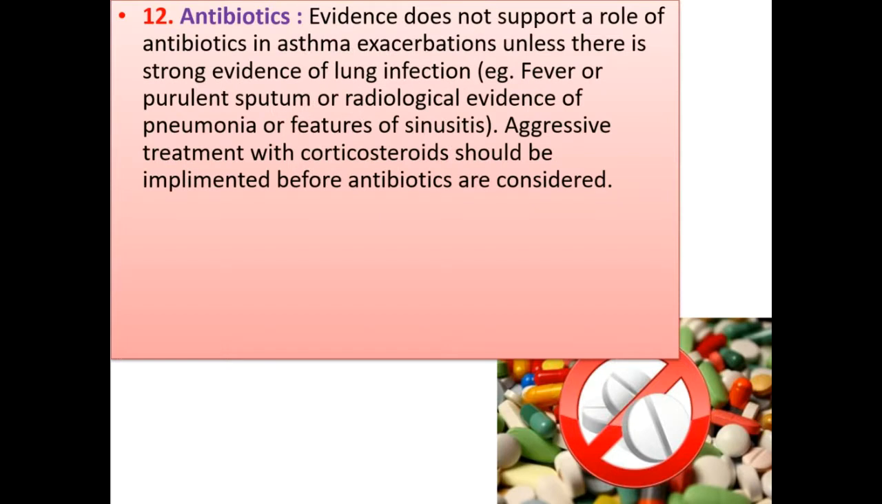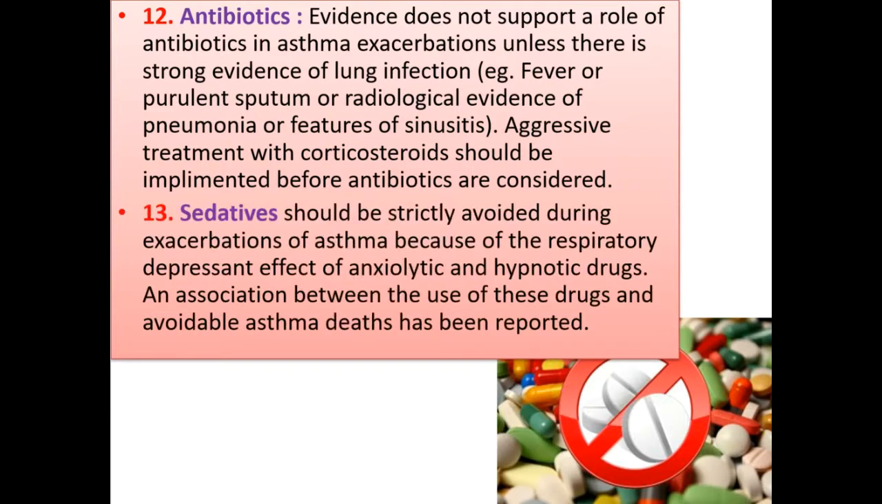12. Antibiotics. Evidence does not support a role of antibiotics in asthma exacerbations unless there is strong evidence of lung infection, e.g. fever or purulent sputum or radiological evidence of pneumonia or features of sinusitis. Aggressive treatment with corticosteroids should be implemented before antibiotics are considered.